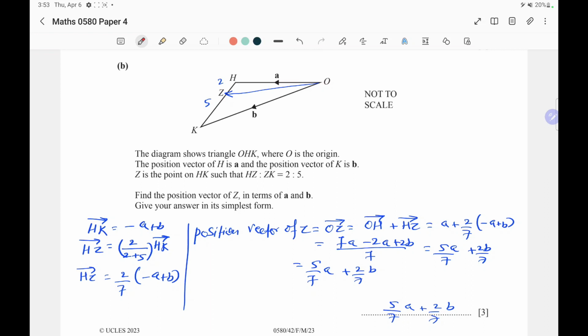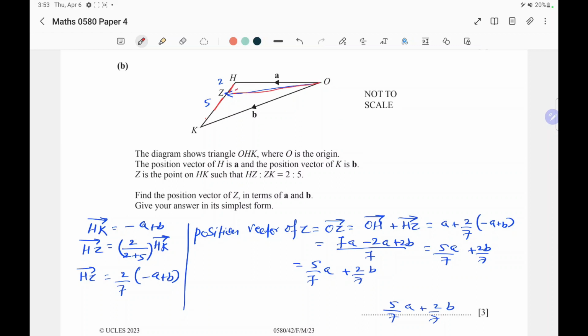The diagram shows a triangle OHK where O is the origin and the position vector of H is A and the position vector of K is B. Z is the point on HK such that HZ ratio ZK is 2:5. Find the position vector of Z in terms of A and B. Okay, so this is 2:5. So first we need to find position vector of Z.